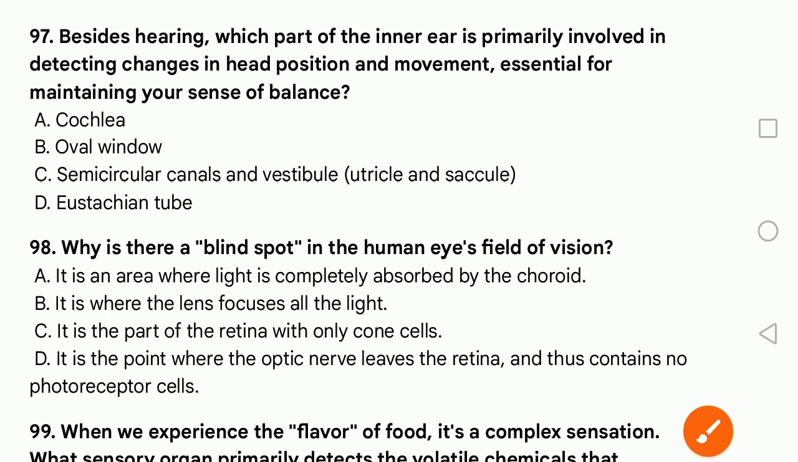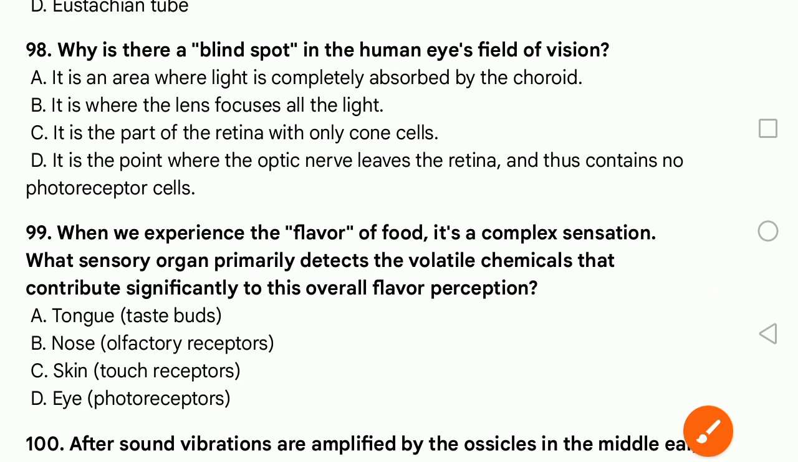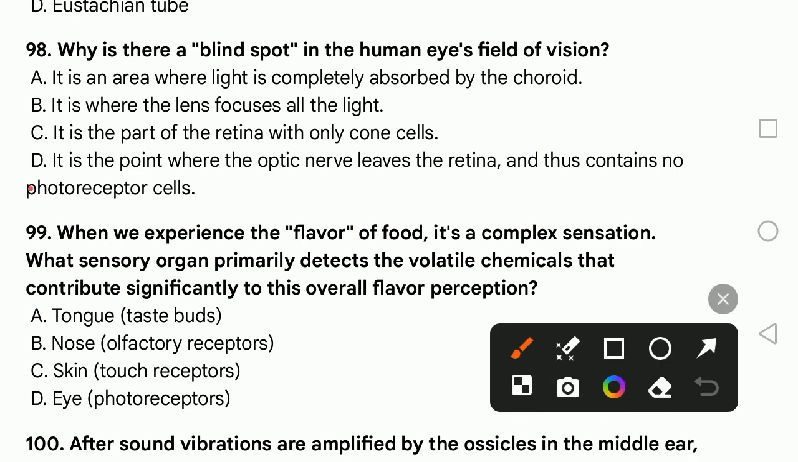Besides hearing, what part of the inner ear is primarily involved in detecting changes in head position and movement, essentially for maintaining your sense of balance? Semicircular canals in the vestibule. Why is there a blind spot in the human eye field of vision? It is a point where the optic nerve leaves the retina and contains no photoreceptor cells.